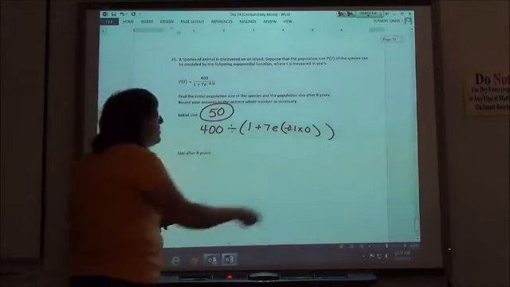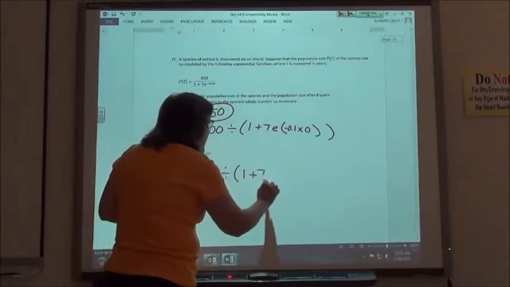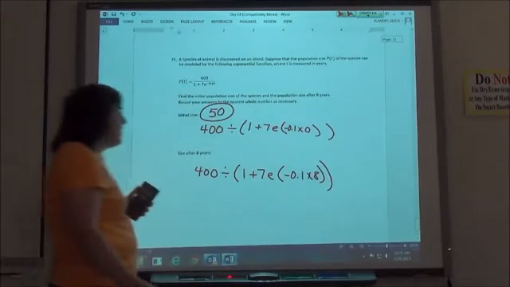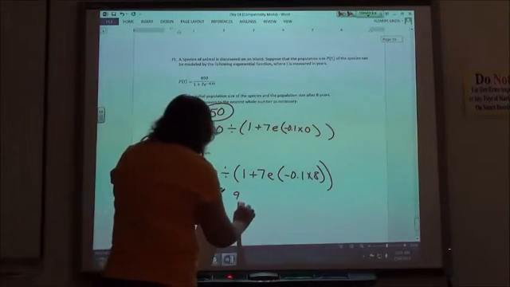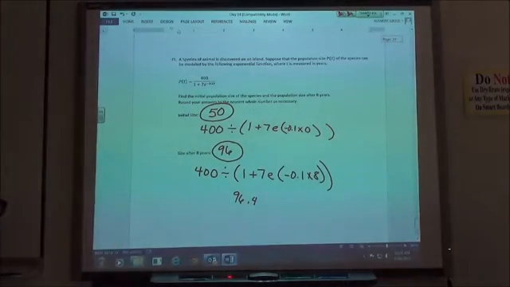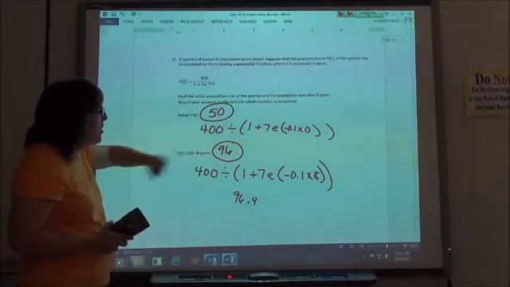After 8 years, the only thing we're going to change is the 0 to 8. So 400 divided by 1 plus 7e, parentheses, negative 0.1 times 8. Close my parentheses up. So 400 divided by parentheses, 1 plus 7, shift natural log, parentheses, negative 0.1 times 8, close my parentheses, and I get 96.4, so 96 would be my population after 8 years. So, the initial population size when it was discovered was 50. 8 years later, it was up to 96.